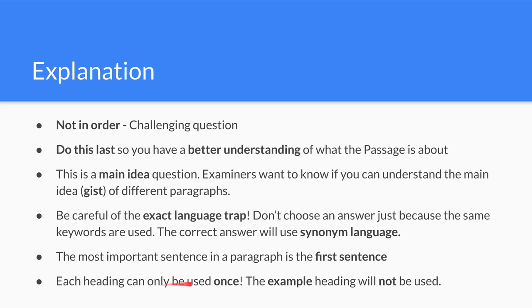Now, each heading can only be used once. So when you get this question, you're not going to have a scenario where you will use the same answer choice twice. So that's not going to happen. Each heading will only be used once, and the example heading will not be used. So there's going to be an example in there that they will put in there in the question set just to show you how the question works. So that example heading is not going to be used.